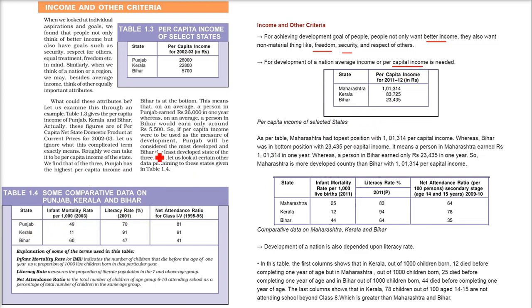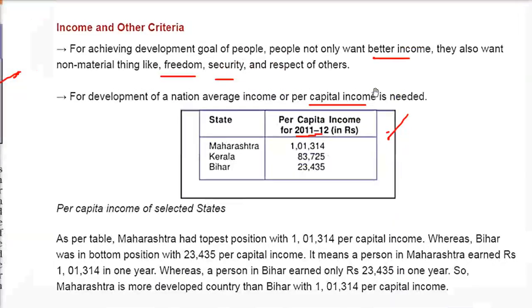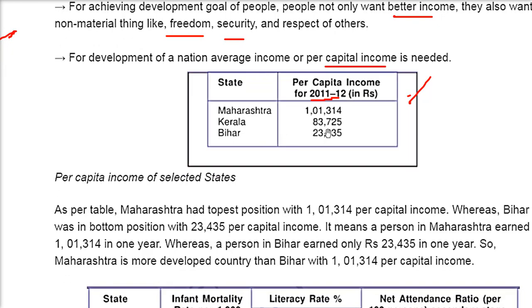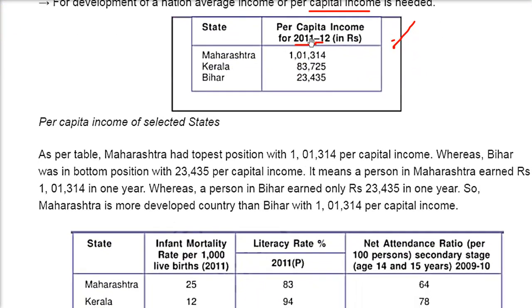So if you see here, there are certain tables being shown. These are numbers which are different because this one is from 2011-12, and this is from 2002-3. So I'll just take the latest one and then we'll discuss. So the latest one is this one. Per capita income of Maharashtra is 1,01,314. For Kerala, it's 83,725, and Bihar 23,435. This is per capita income.